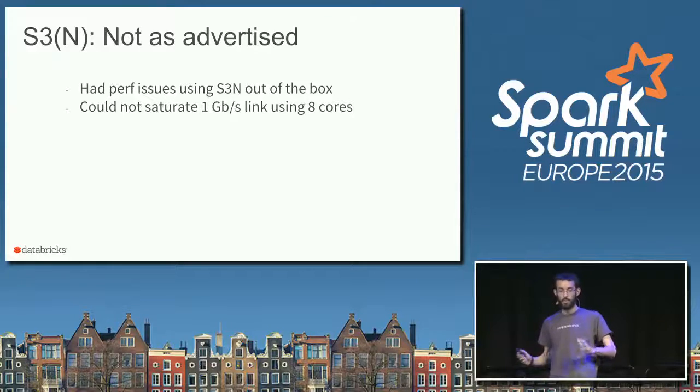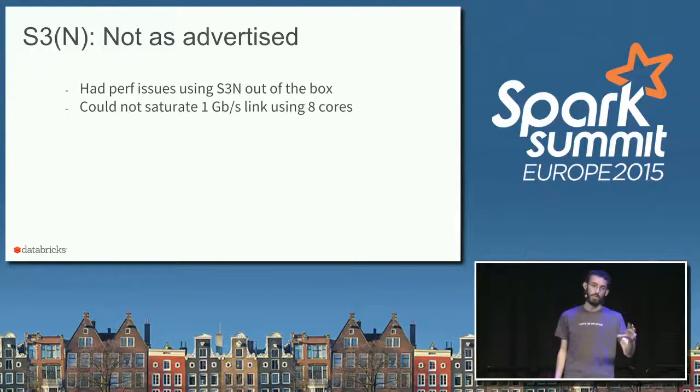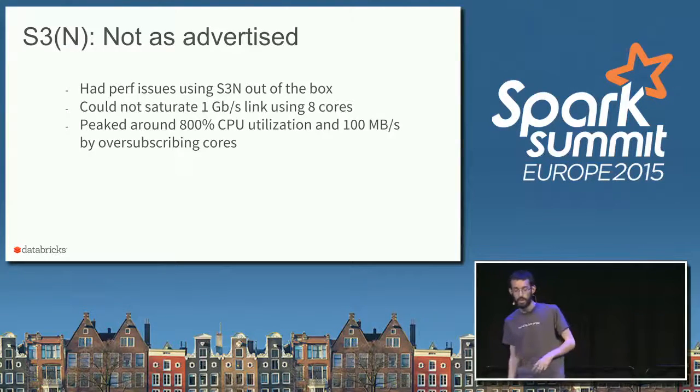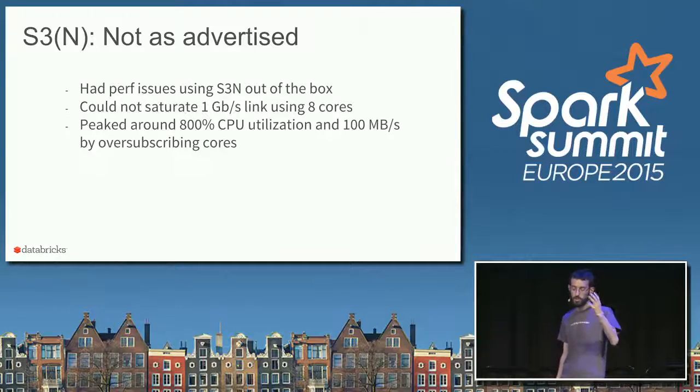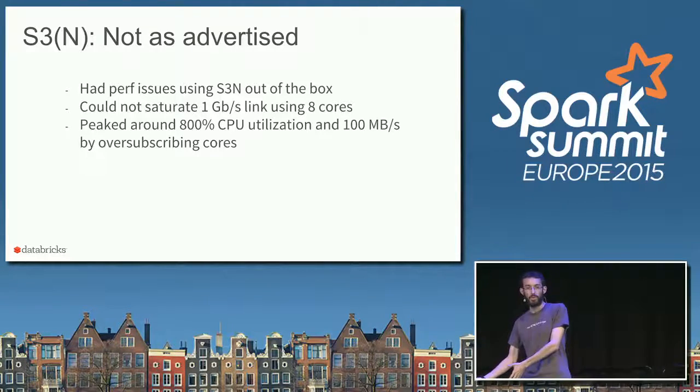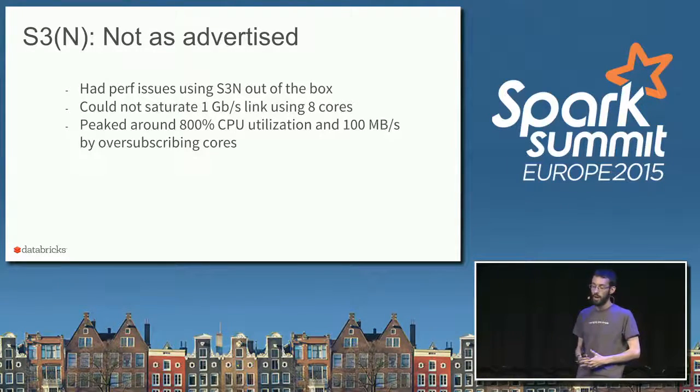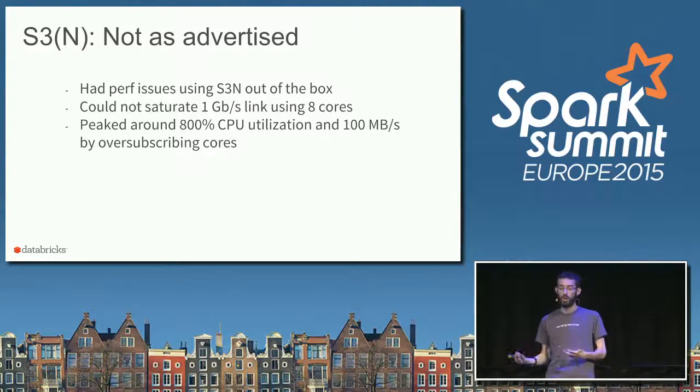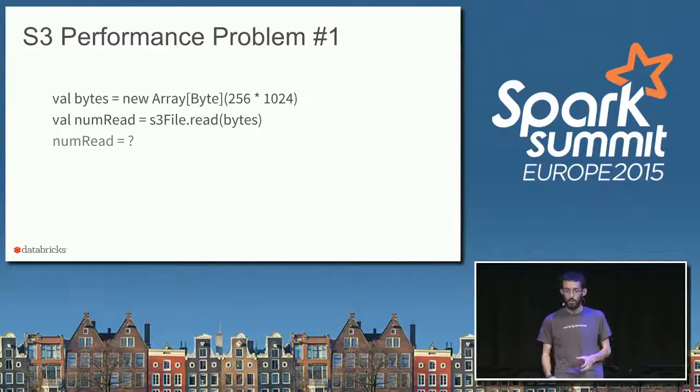But for us, our experience was that we were unable with the default S3N to saturate a 1 gigabit network using 8 threads on 8 cores. If we oversubscribe the number of threads, if we use 16 or 32 threads, we actually became CPU bound, which is kind of strange for an I/O job. We peaked at around 800% CPU utilization and only 100 megabytes per second, which isn't quite 1 gigabit. So we investigated this, and we found 2 performance problems.